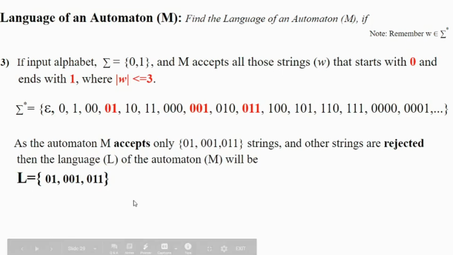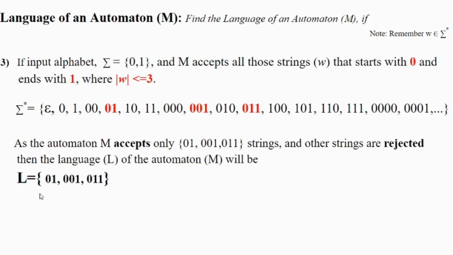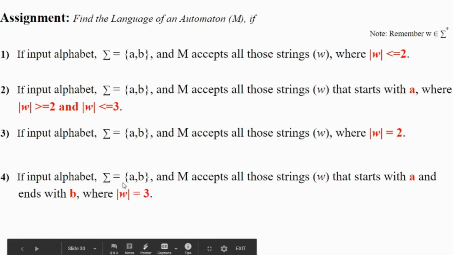In other words, you can say that if this is the language of the automaton, then the automata will accept only these 3 strings, other strings will be rejected. Now these are the assignment questions for you. In these 4 questions, you have to find out the language like this. You have to find out the language, that is the collection of these strings which are accepted by the automaton.